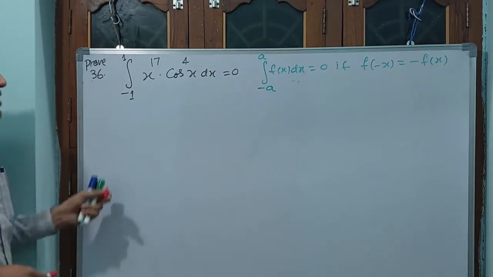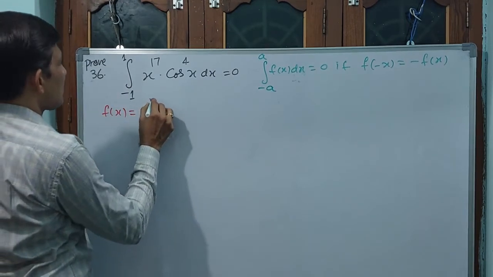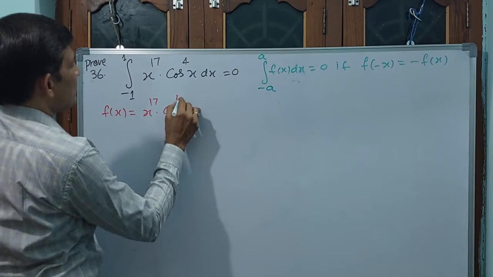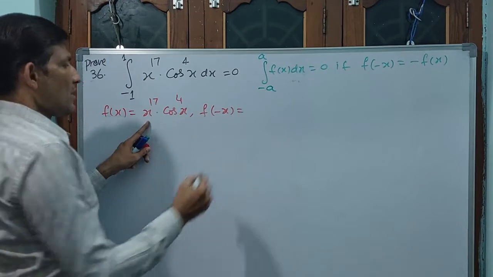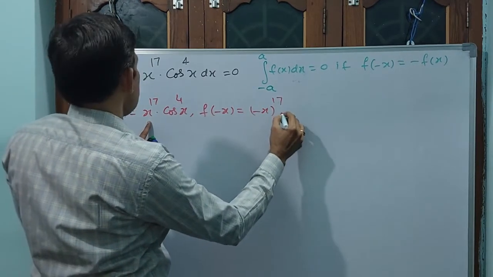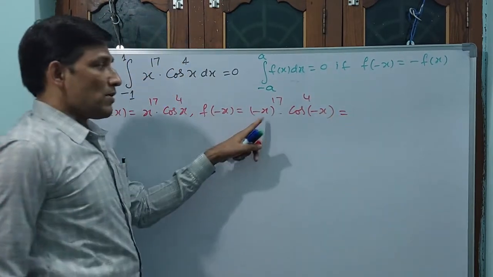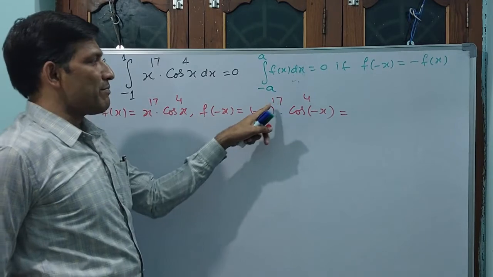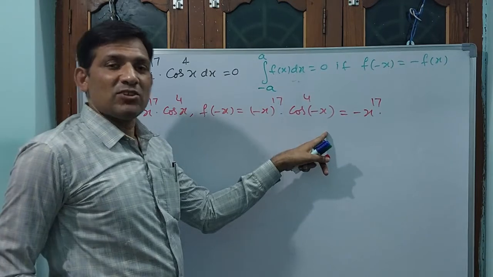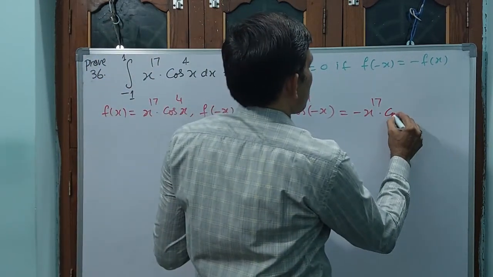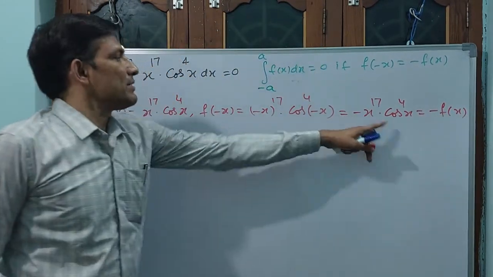See, what is f of x? This only you write down: f of x is equal to x to the power of 17 into cos x whole to the power of 4. Then what about f of minus x? Minus x whole to the power of 17 into cos of minus x whole to the power of 4. That is equal to minus x whole to the power of 17, and this is an odd number, so minus x to the power of 17 will come. Cos of minus x is cos x, cos x to the power of 4. That is equal to minus f of x. Is it okay?